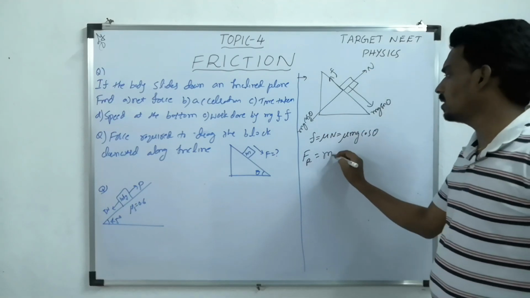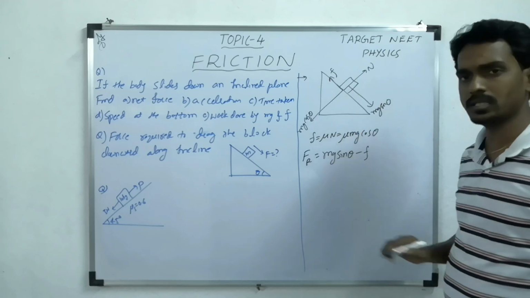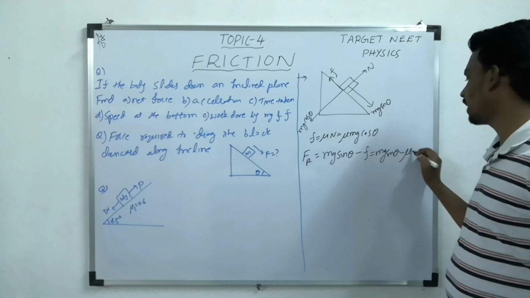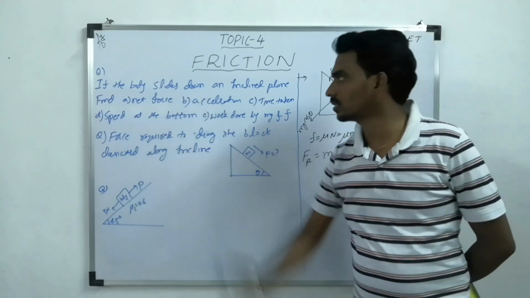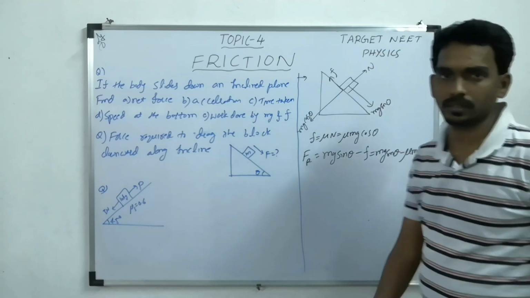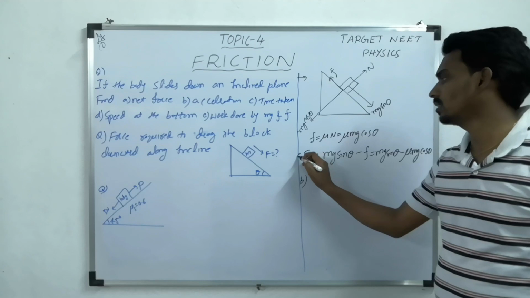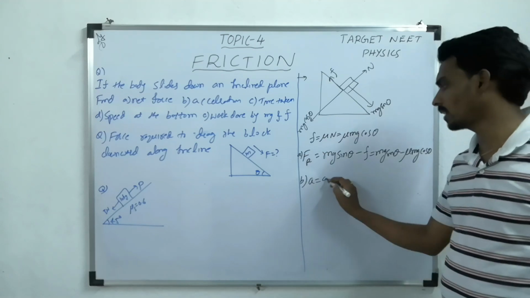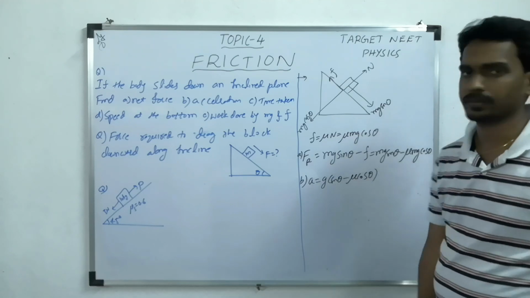Force in the direction is mg sin theta minus force in the opposite direction is F. So it will become mg sin theta minus mu mg cos theta. So this is the first answer, the net force. Then what is the acceleration? Second question. Acceleration we already found: g into sin theta minus mu cos theta.